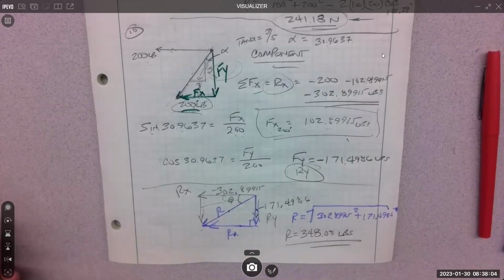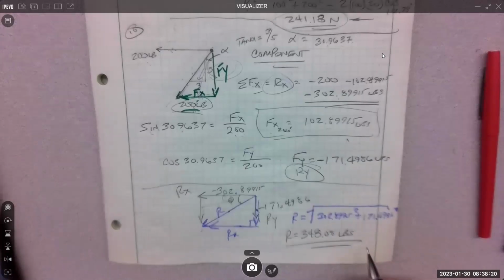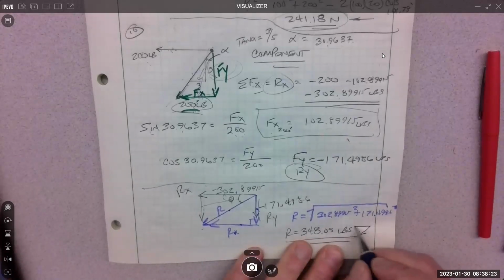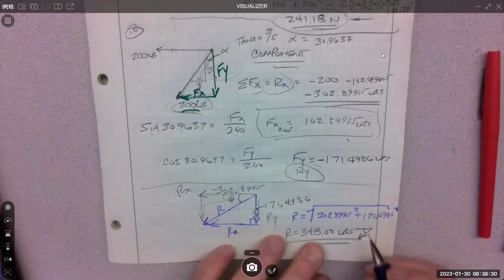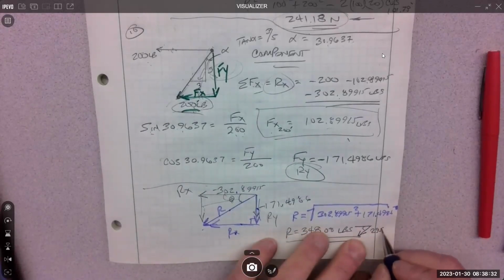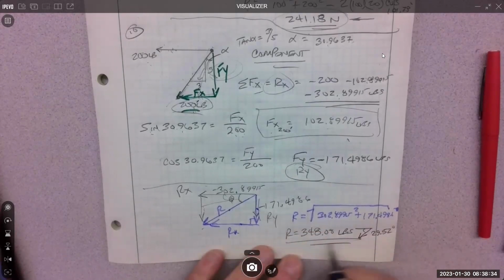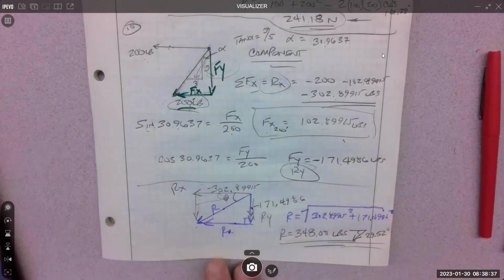So 171.4986 and 302.89. Inverse tangent looks like it's about 29 degrees. So this little vector is like this, right? That gives me the sense, down and to the left, and 29.52 degrees. So there's everything I need.